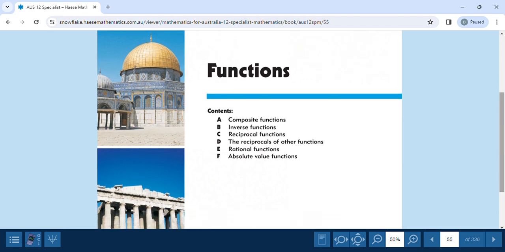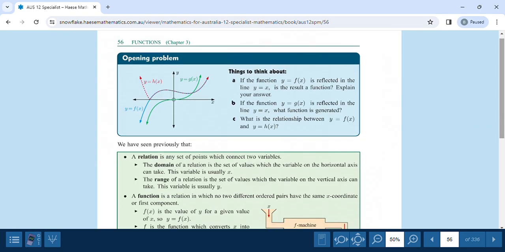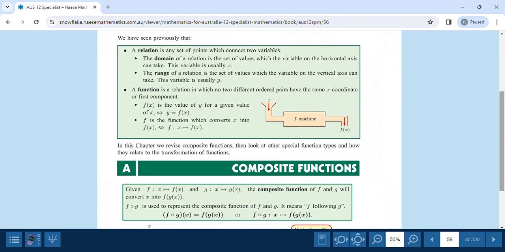So this is the content, obviously, of Chapter 3. And we start with composite functions. We have seen previously, in Year 11 you would have looked at relations and functions and what they mean, and the f of x notation, which they talk about there. So it's a different way of representing y. In previous years you would have had a function of y in terms of x. Now we're calling it f of x instead of y.